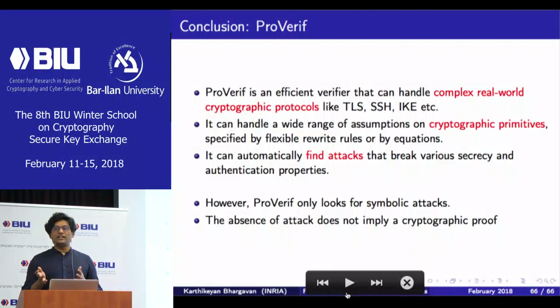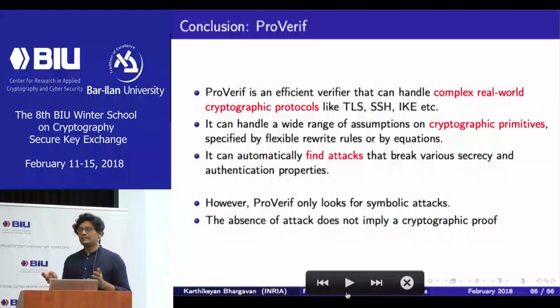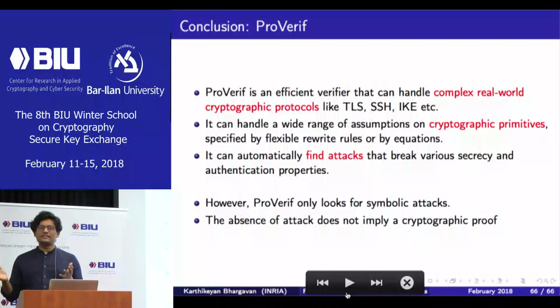But of course, the limitation is we are only looking for attacks of a symbolic nature. These are not the whole range of cryptographic attacks. In certain ways, there are too many attacks that you might find. In certain ways, too few. So the absence of attack in particular does not mean that you have a crypto proof.